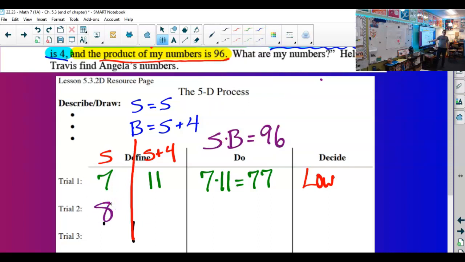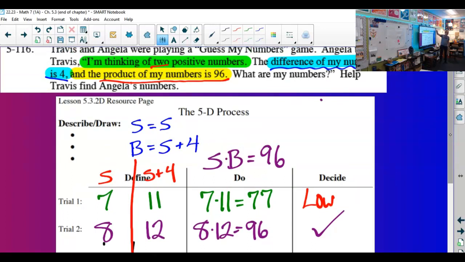8. So what's our big number then? Our big number is 12. And then 8 times 12 is 96. Oh, he's excited. We about got it. Perfect. What about 46 times 2? That'd be a 92. But that'd have a difference of 92, not 4.